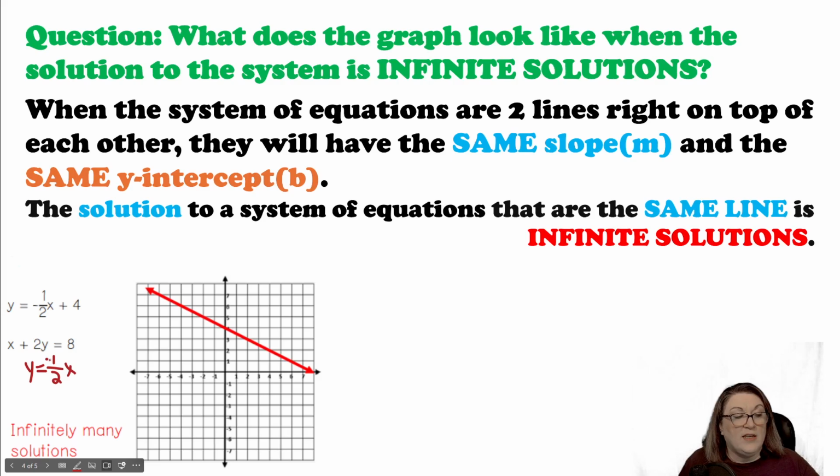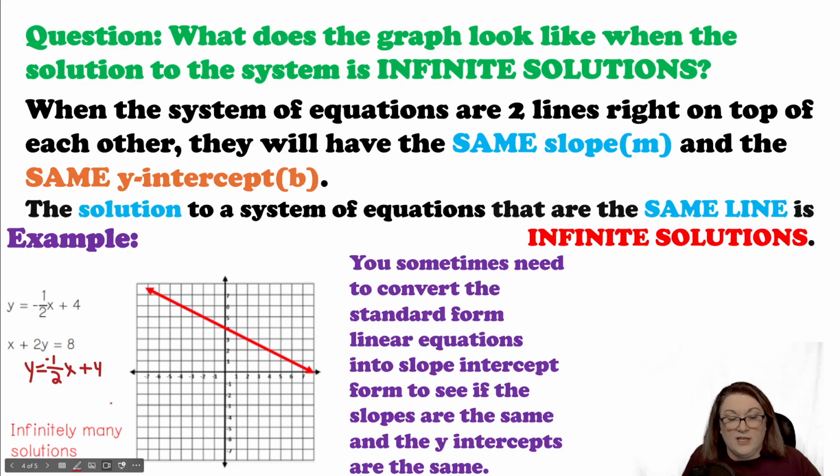y equals -1/2 x plus 4. Okay, so if you're graphing both of these, you're just graphing a line on top of a line. And because the solution is the points that they share, they're going to have all of the same points and all of the same solutions, right? And they go on for infinity. So they're going to have an unlimited number of solutions that they share.